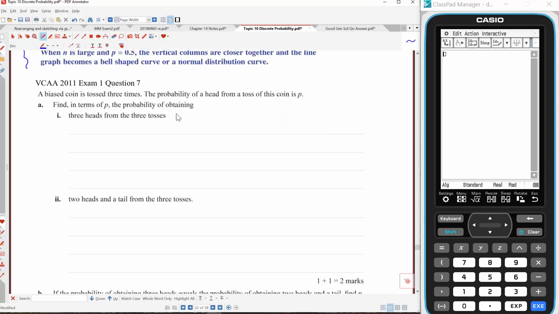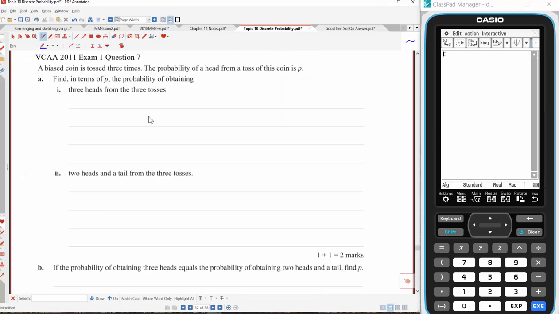Right, so let's try this out on a VCAA question. A biased coin is tossed 3 times. Whenever I see a coin, I think binomial, because a coin toss is either heads or tails. The probability of a head from the toss of this coin is p. That is, the chance of getting heads is p, and 1 take p is obviously not heads, or tails. Again, we can see that this is binomial because it's either success or fail, and each coin toss is independent of the last.